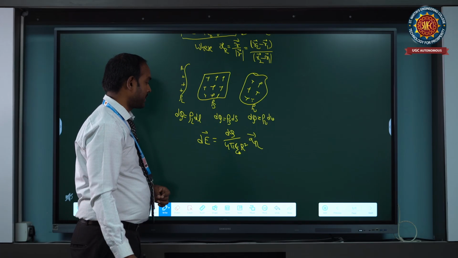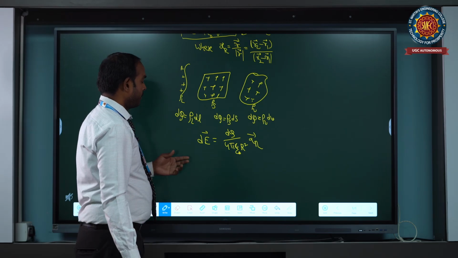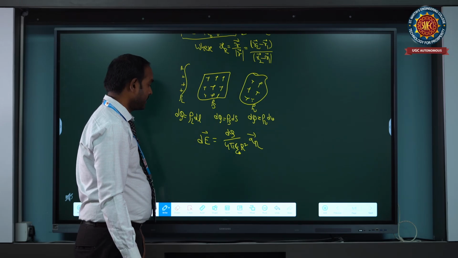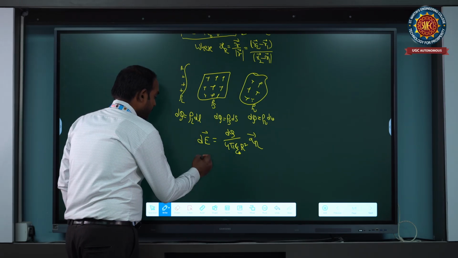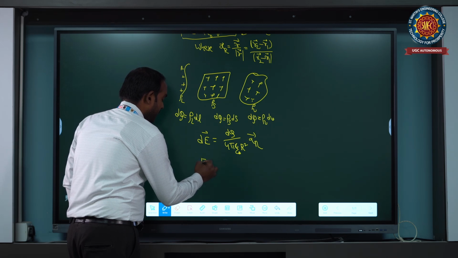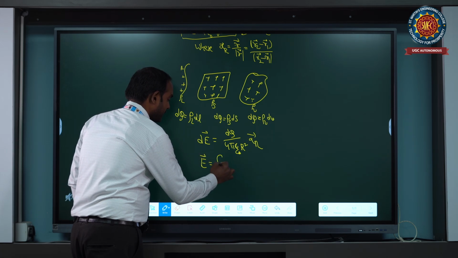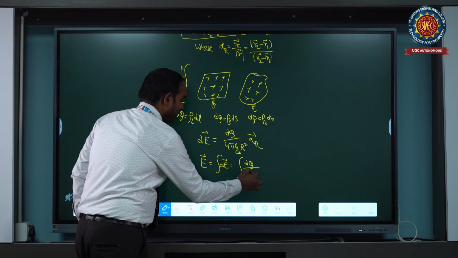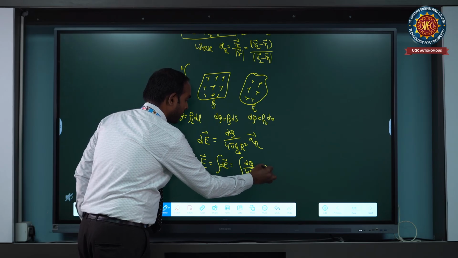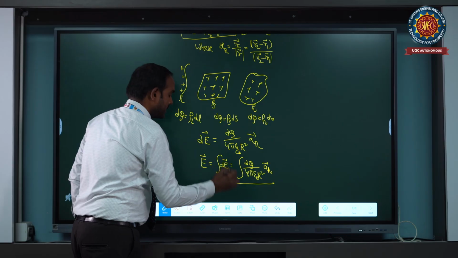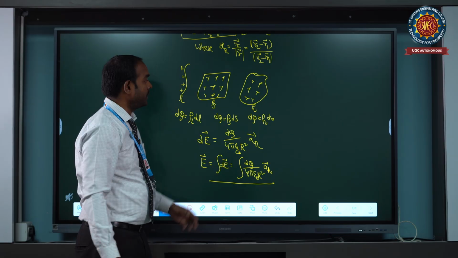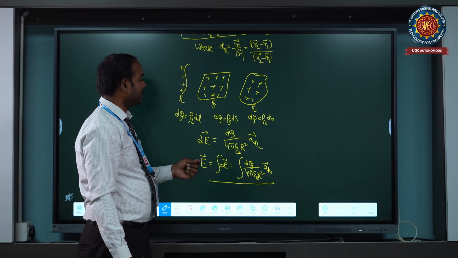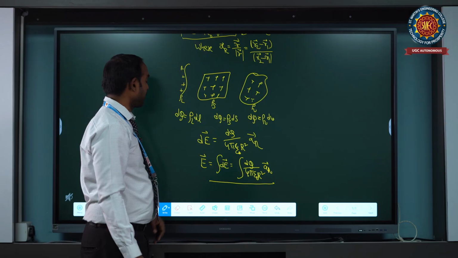as per Coulomb's law. So in order to find the total electric field due to a line charge, surface charge, or volume charge, we need to integrate over the distribution. So we get the total electric field intensity at any point as the integral of dq by 4 pi epsilon naught r square AR bar. This is the general expression for finding the electric field intensity due to charge distributions. These are uniform charge distributions.